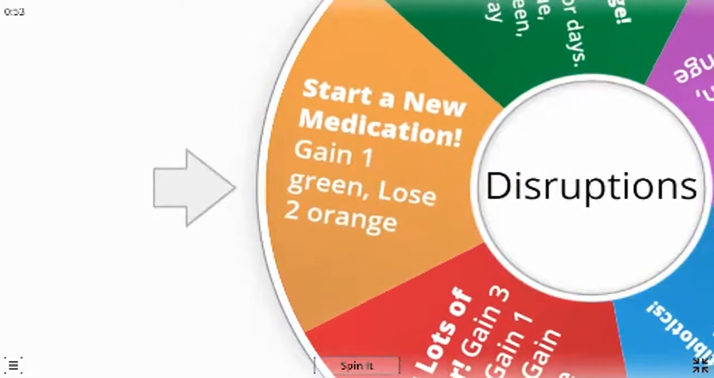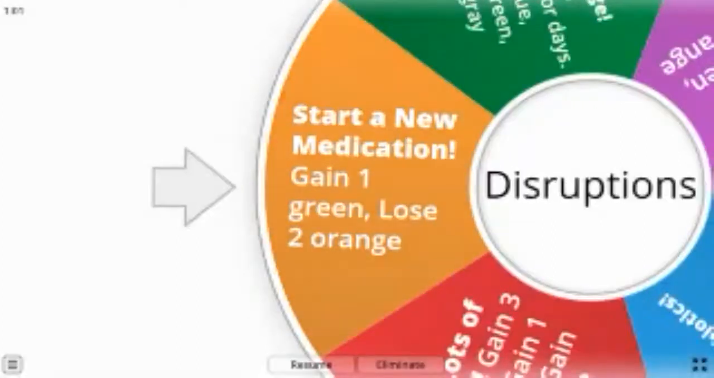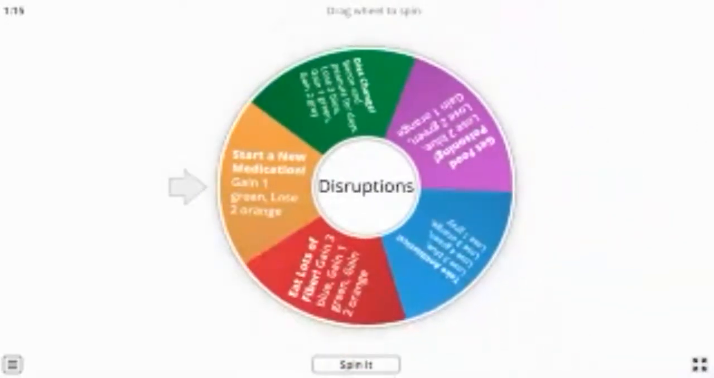Okay, we're starting a new medication, and that's going to affect our microbiome. We are going to gain 1 green and lose 2 orange. Now, if we've already, let's say, wiped out our orange, you can't go negative. You can't have a -3 number of orange. So then you're just at 0 because you can't have less than 0. All right, that was spin 2.